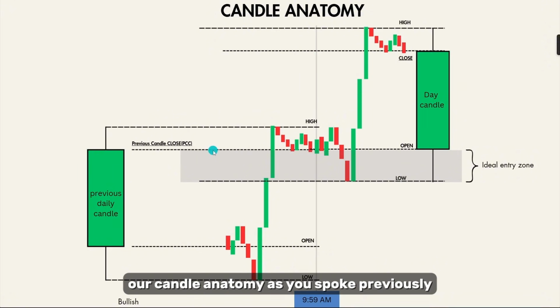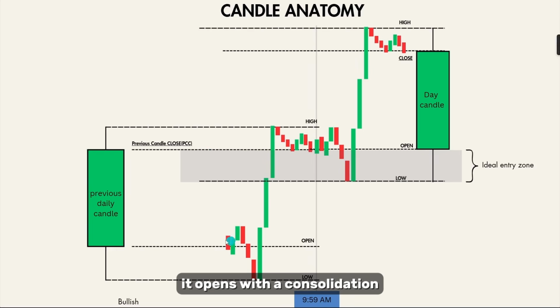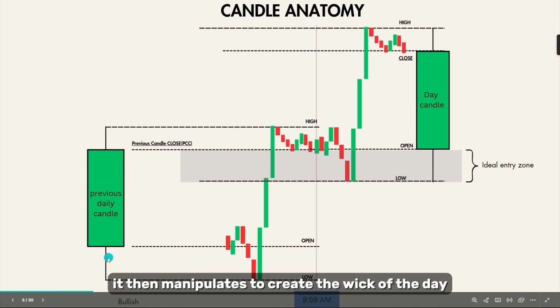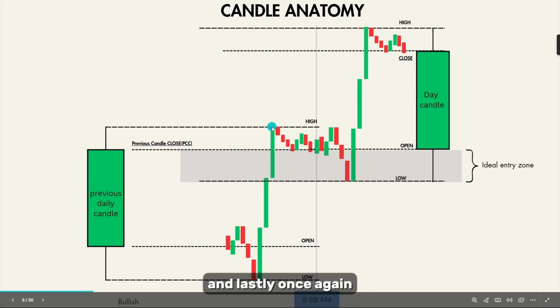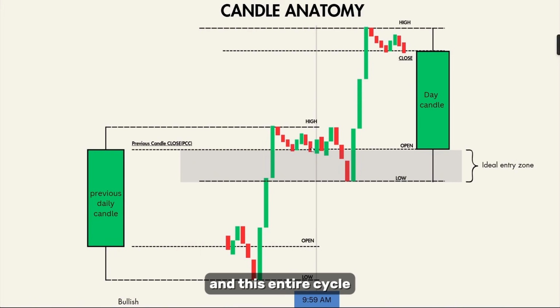As we spoke about previously, our previous day candle follows this simple schematic. It opens with a consolidation. It then manipulates to create the wick of the day, and then it distributes to create the high. And lastly, once again, price exhausts and starts to consolidate. This entire cycle repeats itself for the next day candle.